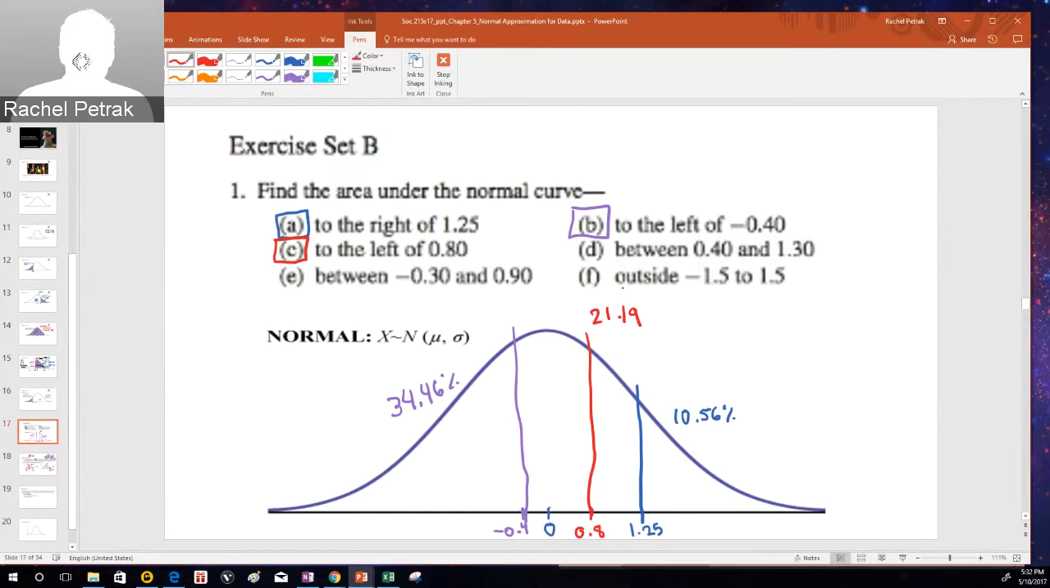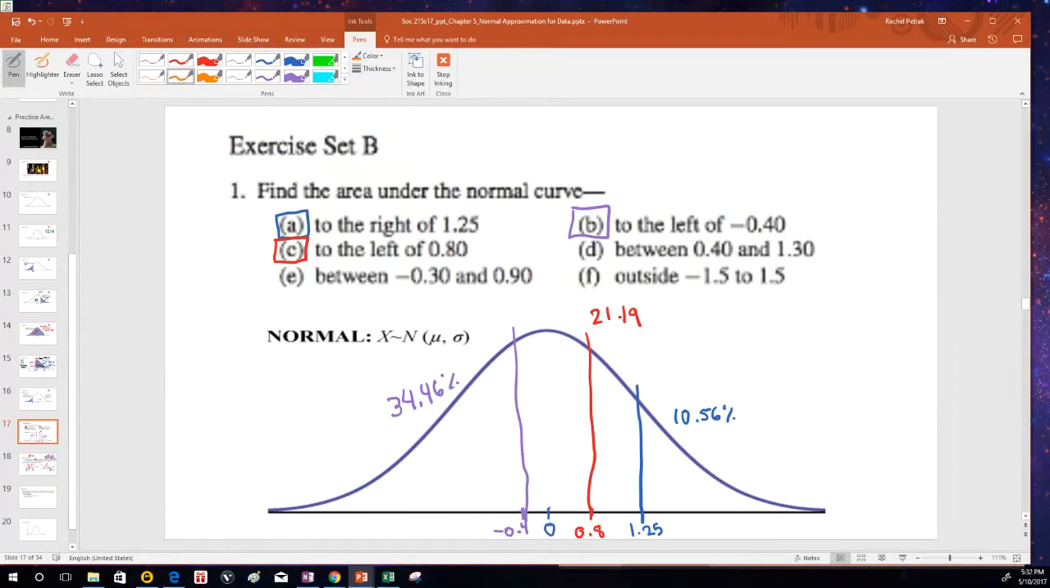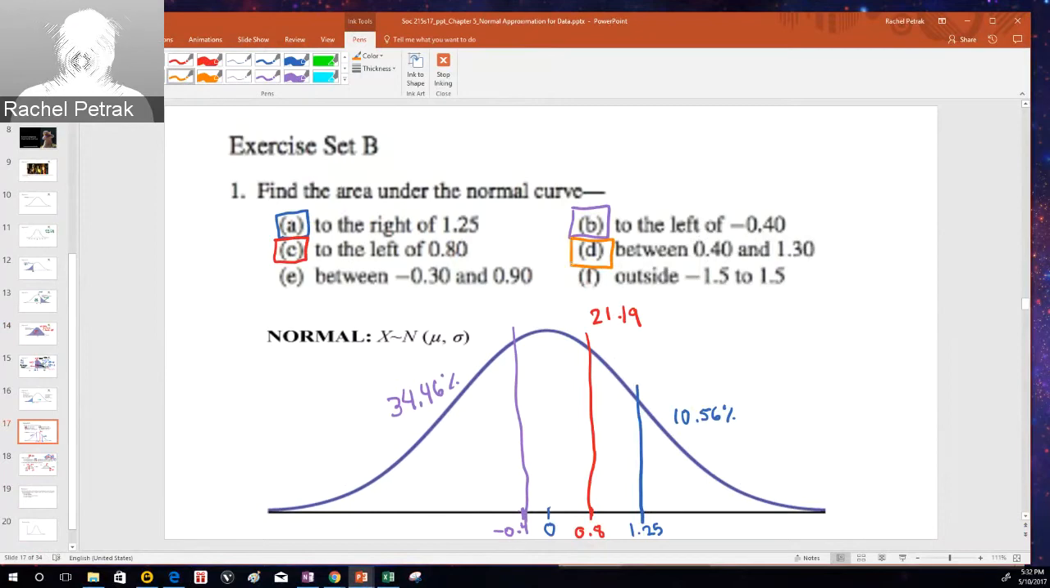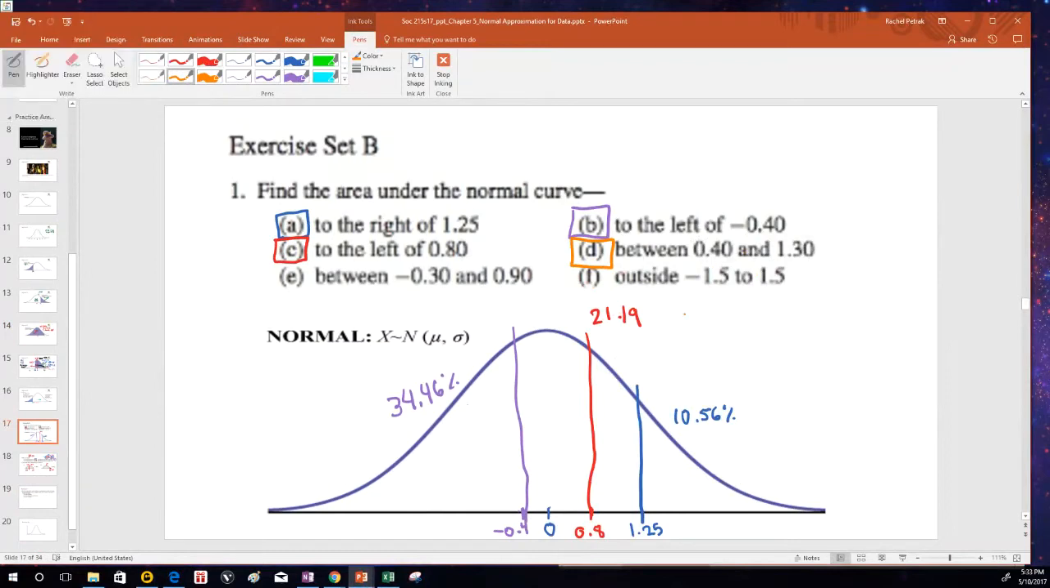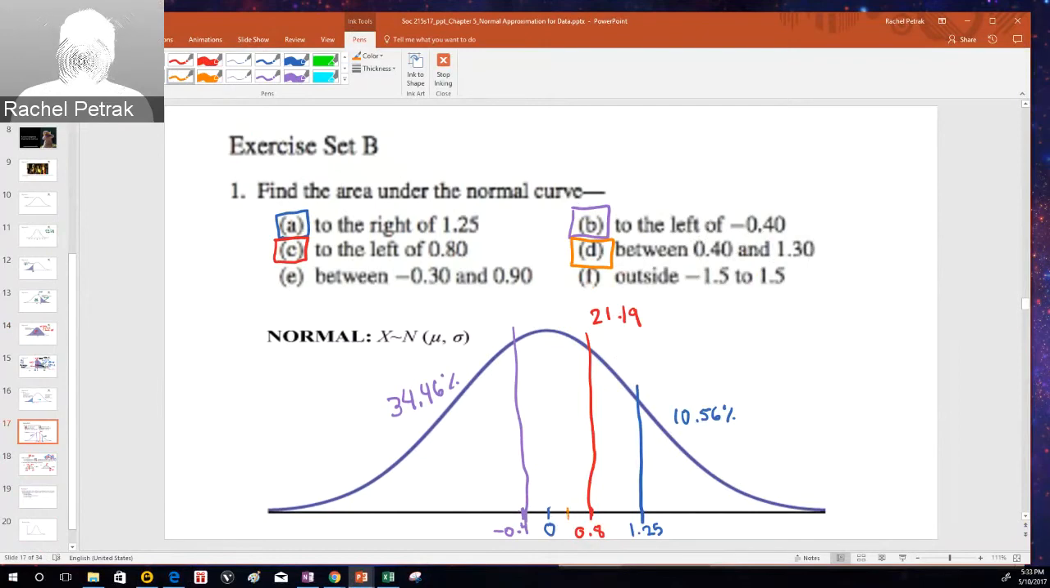Now it's going to get a little trickier here on D, because we need the area between 0.4 and 1.3. Now we did something like this earlier, so try to think through yourself, how do we, oh, we didn't do one quite like this. So now we have one where both of the scores are above the mean. And we need to find the proportion between them. So we've got a score of 0.4 and 1.3.